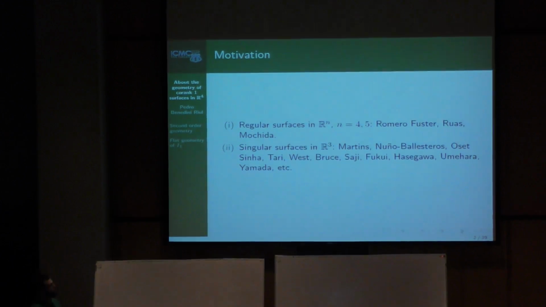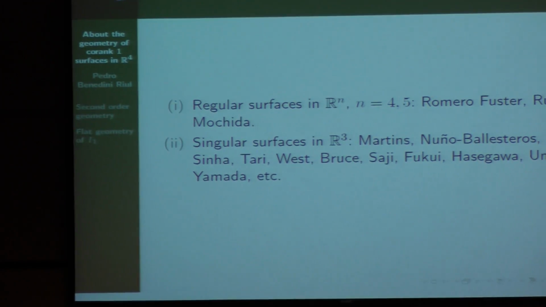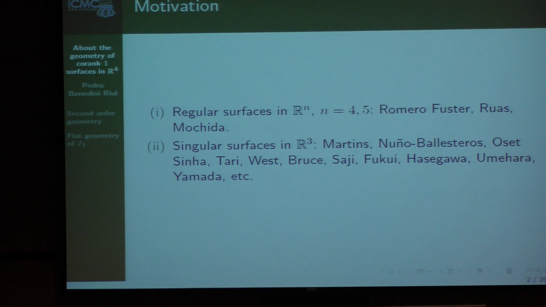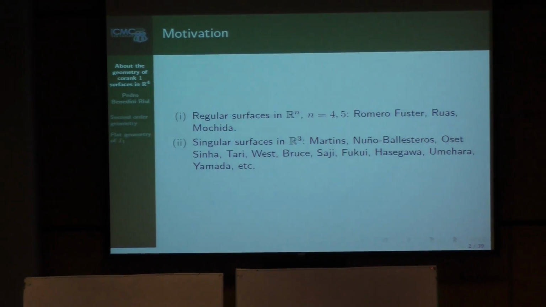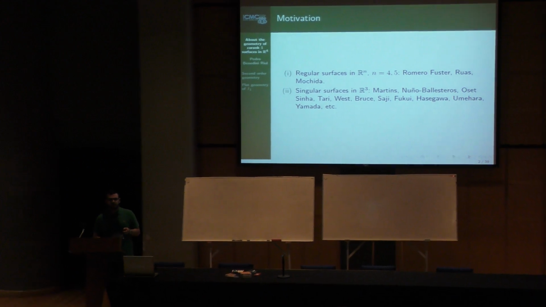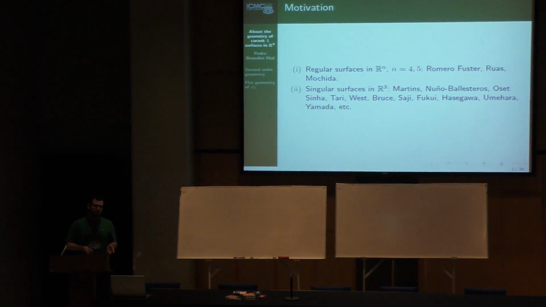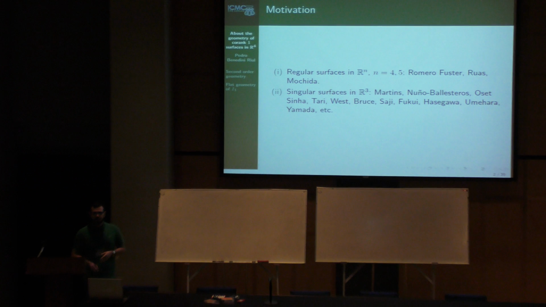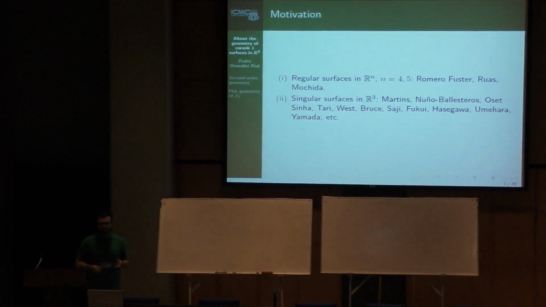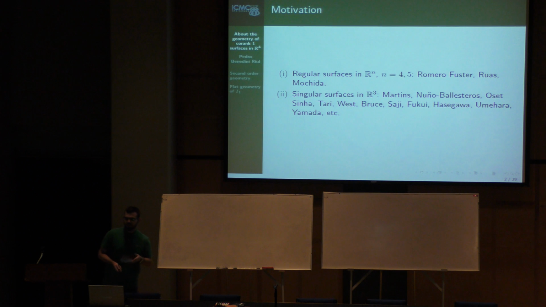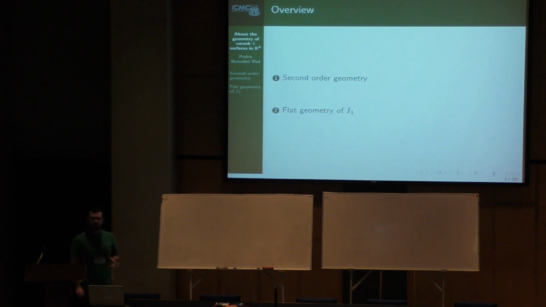I will talk about the geometry of corank 1 surfaces in R4. And to do such a study, we need to look at the rich literature concerning not only regular surfaces in R4 and R5, but also singular surfaces in R3. And here, I put some authors that have provided us the background, and I hope I didn't forget anyone. I'll split my talk in two parts.